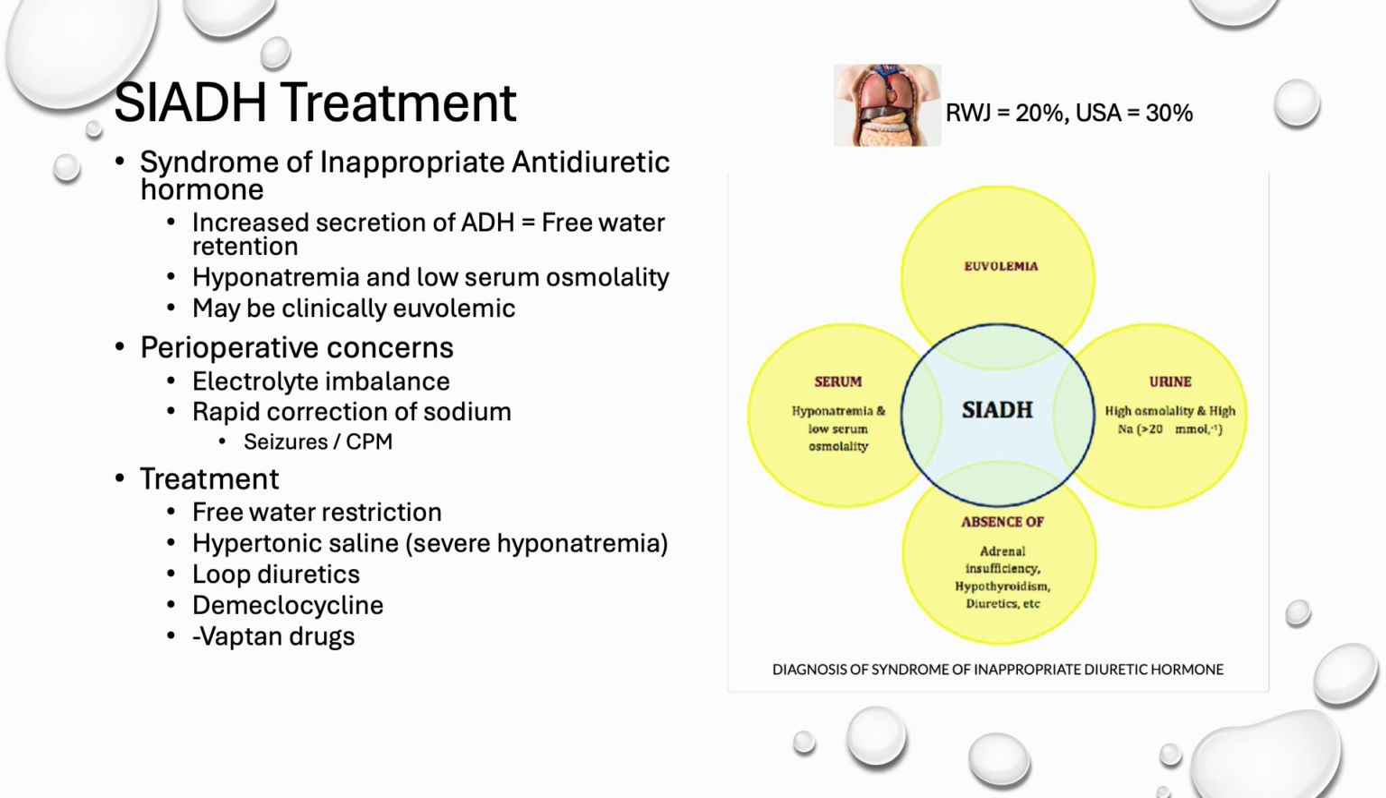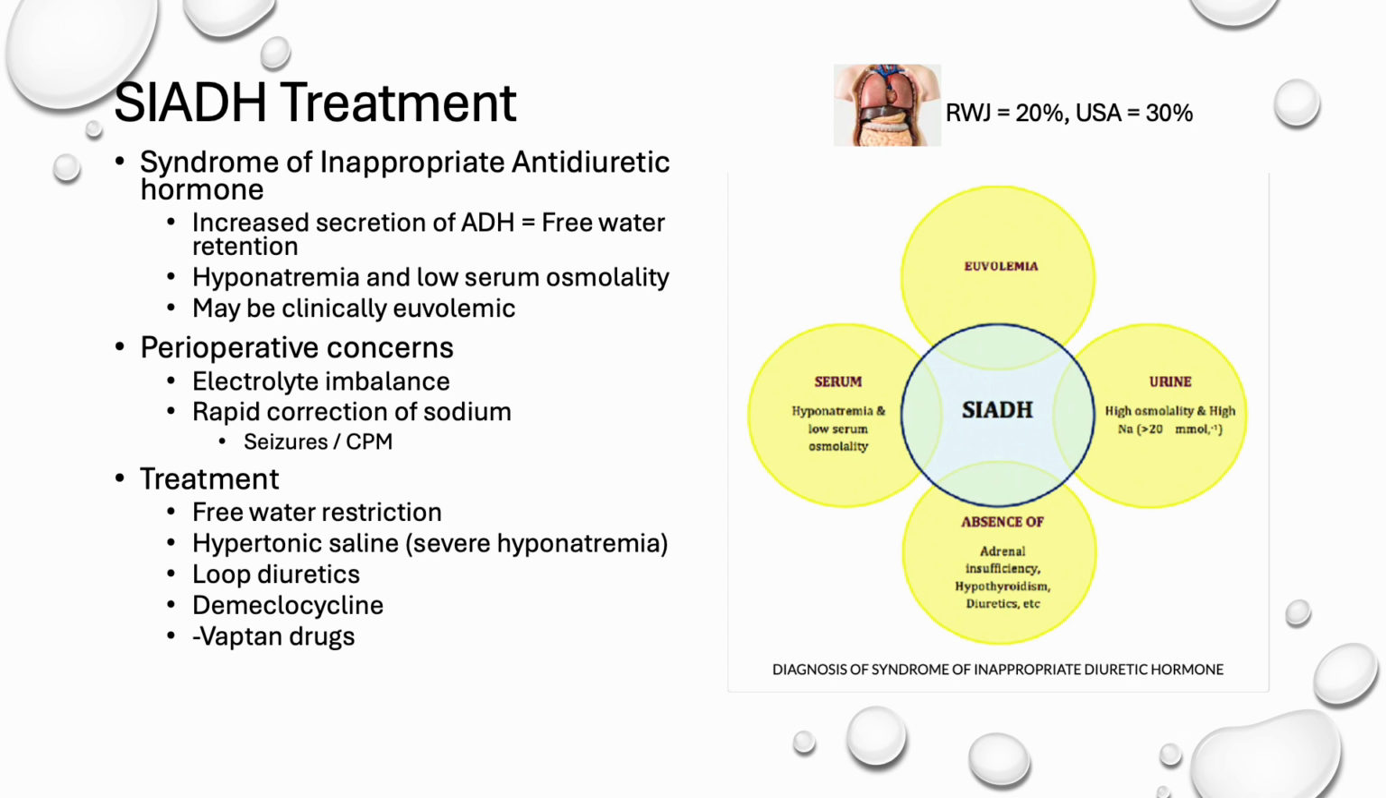Electrolyte imbalances can cause challenges in fluid shifts and arrhythmias, and rapid correction of hyponatremia, especially when severe, may lead to central pontine myelinolysis or even seizures. So first-line treatment, as I mentioned, includes free water restriction, hypertonic saline. This is generally reserved for patients with severe hyponatremia when, for example, the salt levels dip below 120.